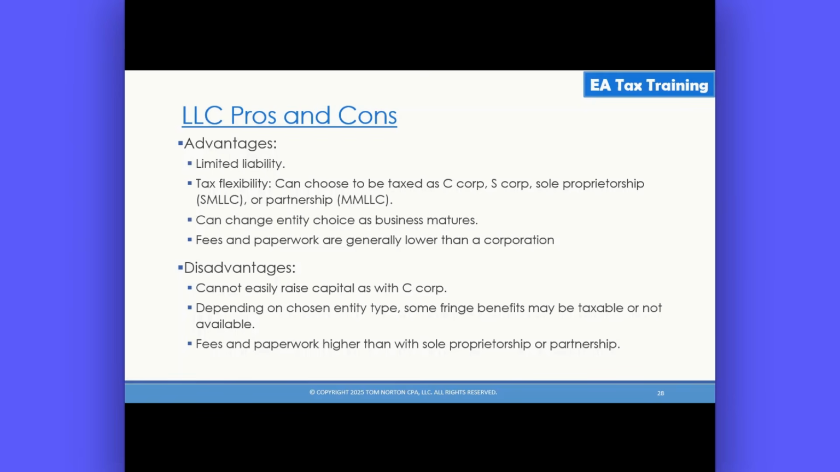The disadvantages of an LLC is it's not as easy to raise capital as with a C Corp. You can't just issue shares of stock as you can with a corporation. Depending on which entity type you choose, there may be some fringe benefits that are either taxable or not available to you. And the fees and paperwork are higher than with a sole proprietorship or a partnership. So the fees and paperwork is an advantage compared to the corporation, but it is a disadvantage compared to a sole proprietorship or a partnership.